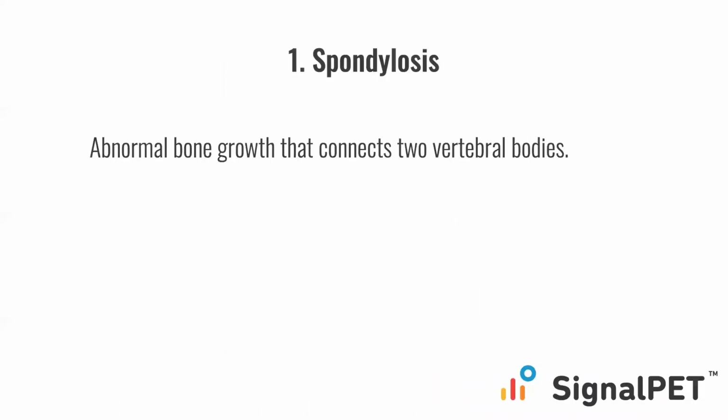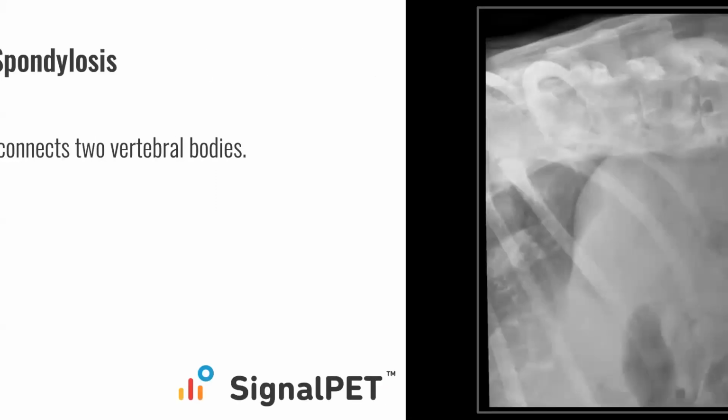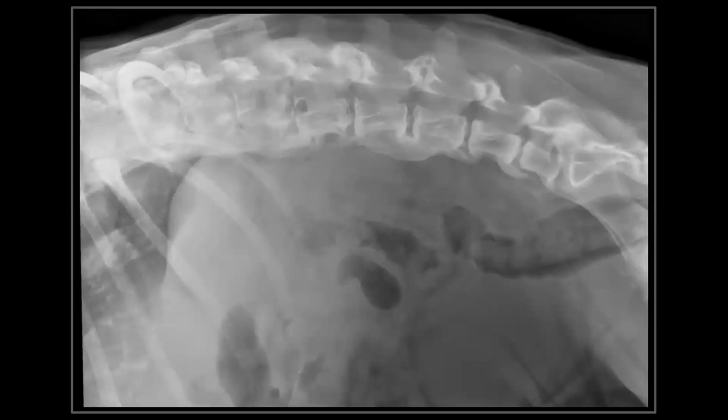So spondylosis. Of course, it's abnormal bone growth that connects the ventral aspect of 2 vertebral bodies. Let's look at some examples. This is clearly an older patient with significant spondylosis, effectively fusing the vertebral bodies together, specifically the lateral thoracic and the lumbar vertebral bodies.